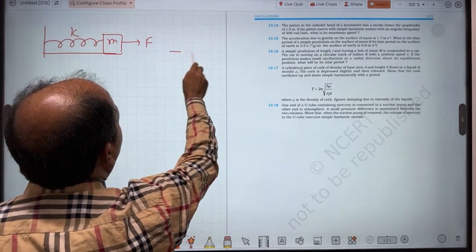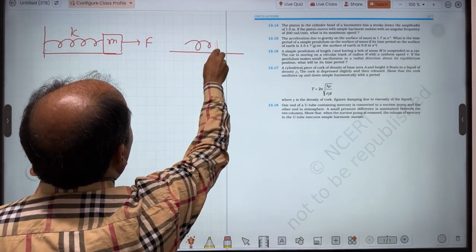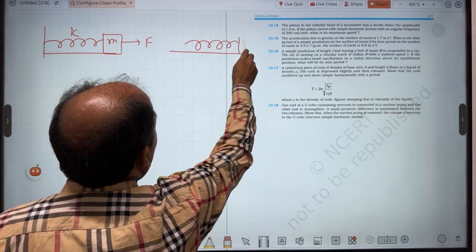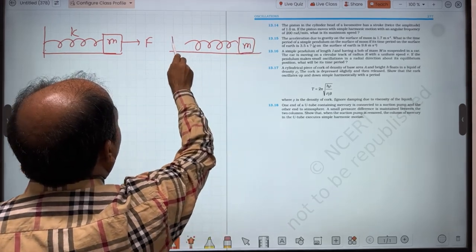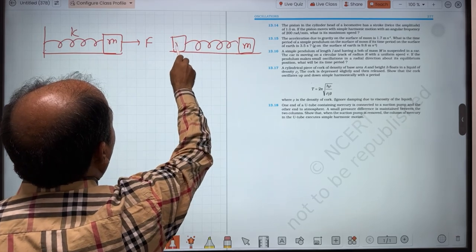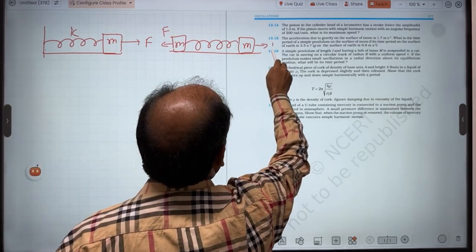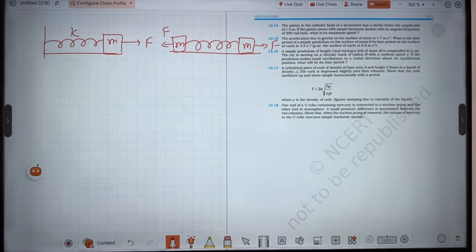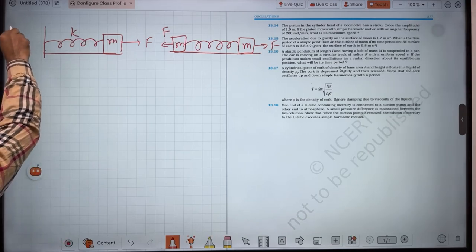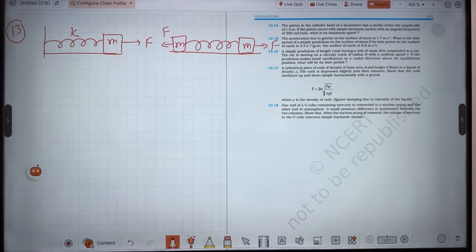And in the second diagram there is a spring and two masses. This is also M and this is M, right? And force F is here and force F is here. We have to find out the maximum extension produced. So question number 13 we are talking about.